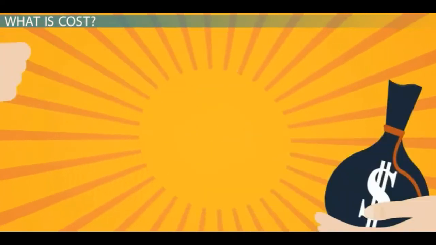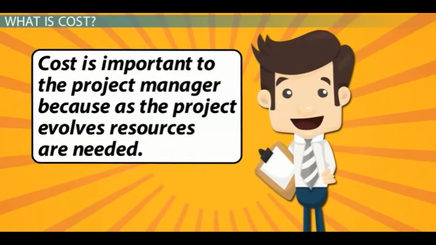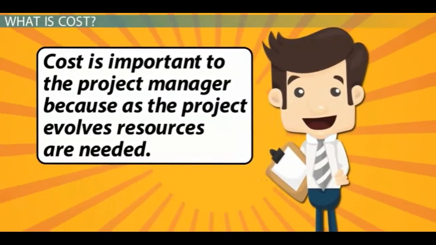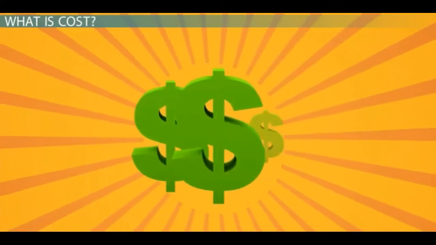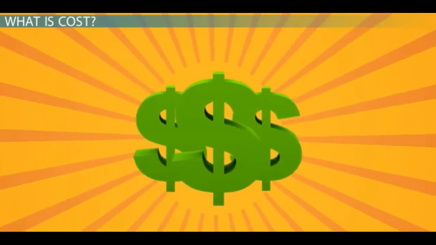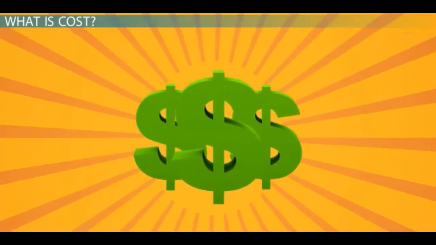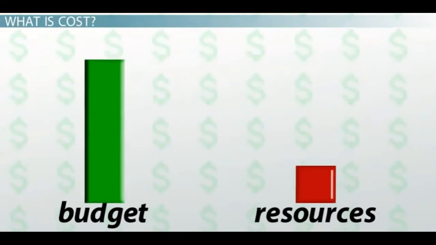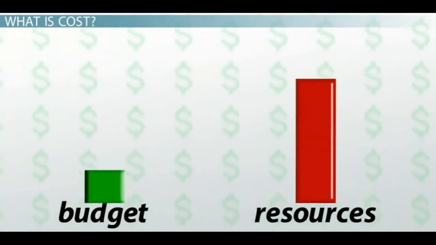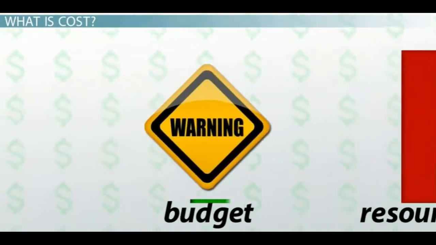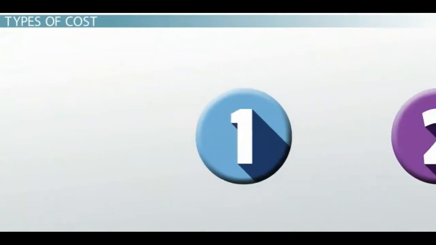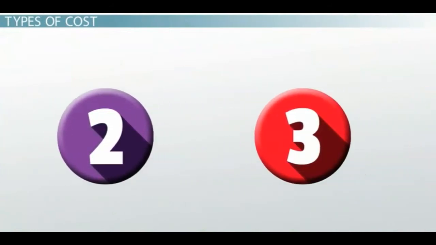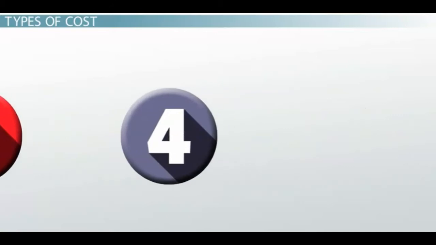When working on a project, cost is important to the project manager because as the project evolves, resources are needed, and, you guessed it, there are costs associated with those resources. The resources will reduce the project's budget, and when the budget is reduced to zero, there's an issue. In project management, there are 4 types of cost that can be classified into 2 categories.